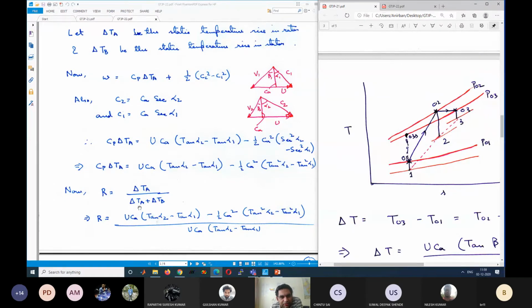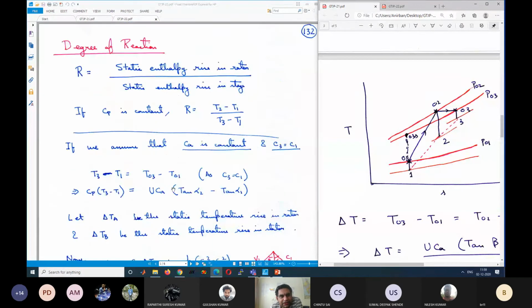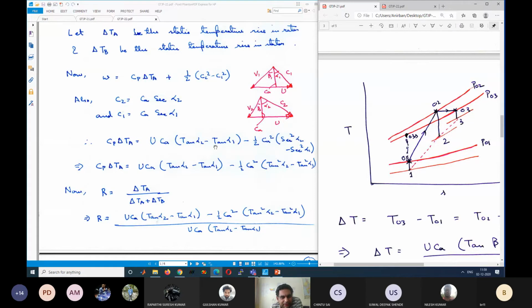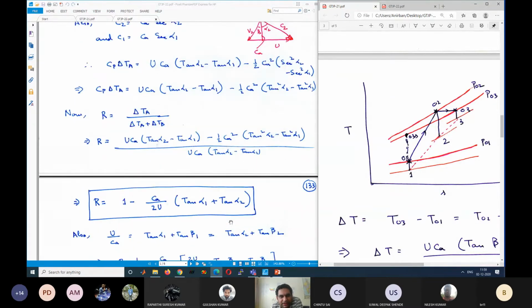Now at the bottom of this degree of reaction, we have T3 minus T1, which is the overall work input. So CP (T3 minus T1), we will keep in terms of CP, H3 minus H1, which is U CA (tan alpha 2 minus tan alpha 1). So R can now be written as CP delta TA by (CP delta TA plus CP delta TB), which is equal to [U CA (tan alpha 2 minus tan alpha 1) minus half CA square (tan square alpha 2 minus tan square alpha 1)] by U CA (tan alpha 2 minus tan alpha 1).